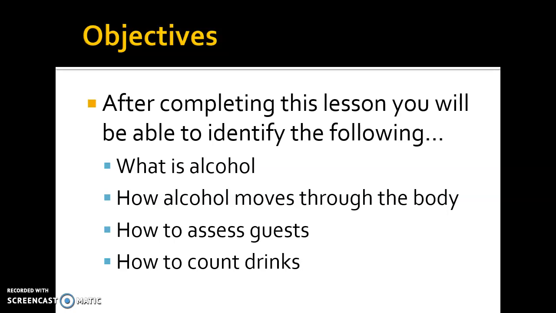After completing this lesson, you'll be able to understand what alcohol is, how it moves through the body, how it's digested, how you can assess your guests to find out if they are intoxicated, and how to count drinks.